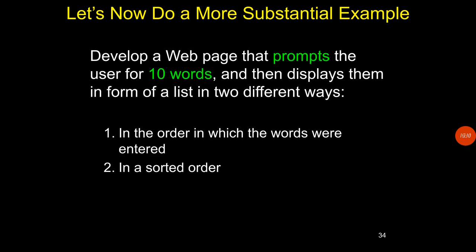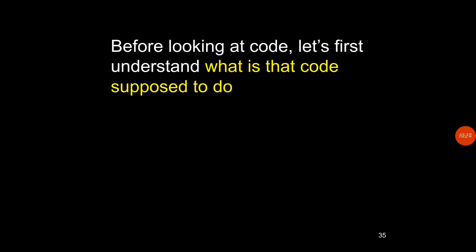Okay, in this case, in the order in which the words were entered. Whatever order they are entered in, they must be displayed once in that same order. The other case is that they must be displayed in sorted order. This is our question. Okay, and for this, before looking at a code, let us first understand what that code is supposed to do.